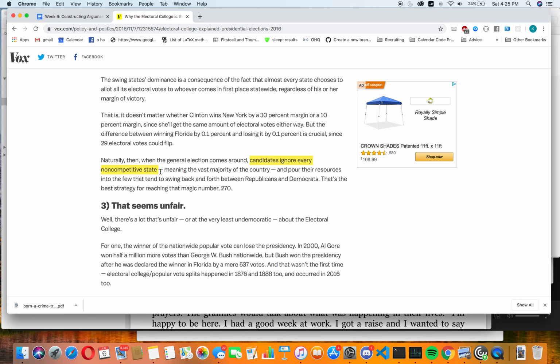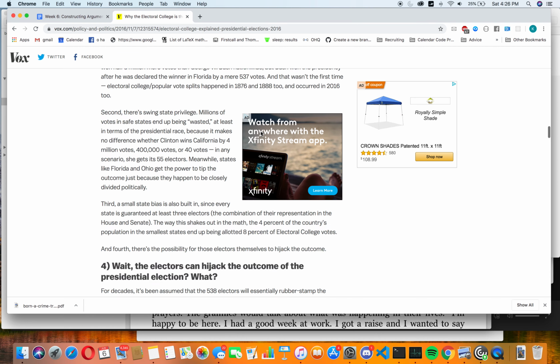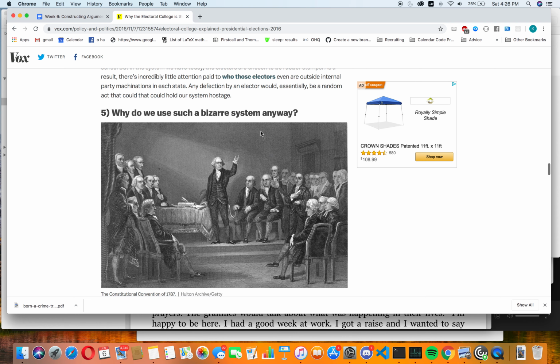So right there and right then, within maybe 20 or 30 seconds, we've already determined two very important parts of this article. One, candidates ignore the majority of states, and two, it doesn't matter how much you win by, right? So we can sort of repeat this process with the sections. That seems unfair. We can read this. And then we can use this to really quickly develop argument level ideas, right?